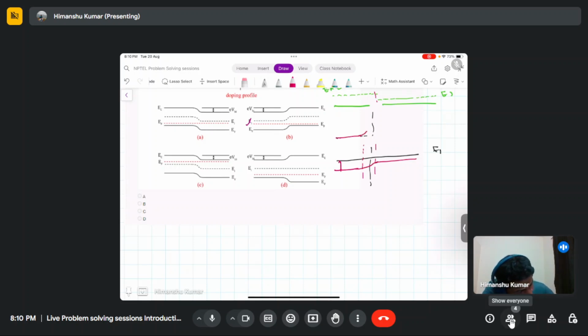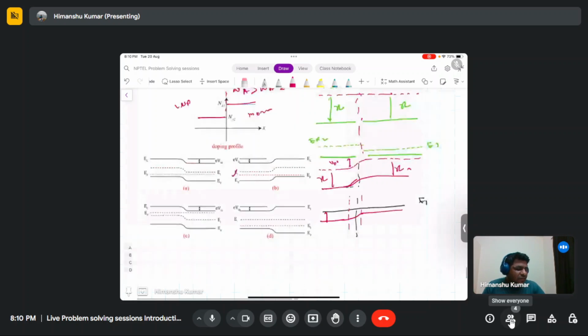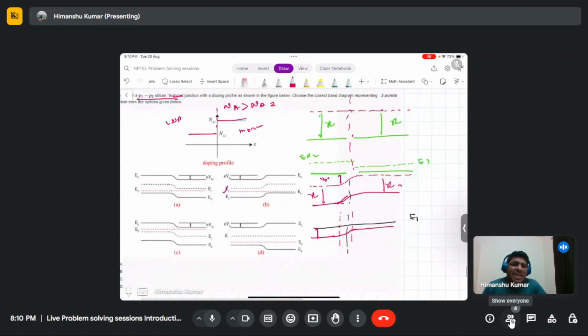Similarly here you can write this profile, and the vacuum level also, if you want to draw it, you can draw this. So this vacuum level bending is qVbi, and this is chi, which always remains fixed. If you draw it this way, then you won't have any problem.